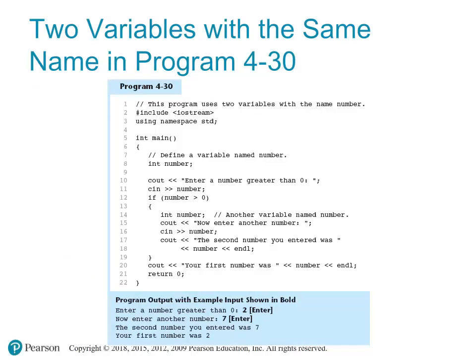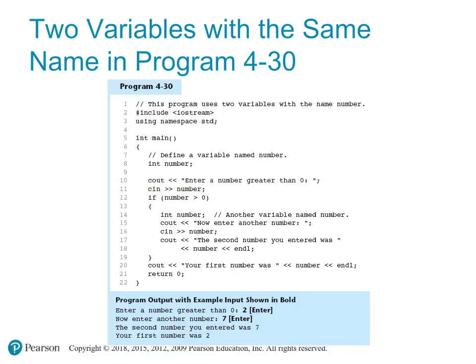This program demonstrates variable shadowing, a situation where a variable in an inner block has the same name as a variable in an outer block. The program starts by defining an integer variable named number in the main function. Then the program prompts the user to enter a number greater than 0 and stores it in the first number variable.